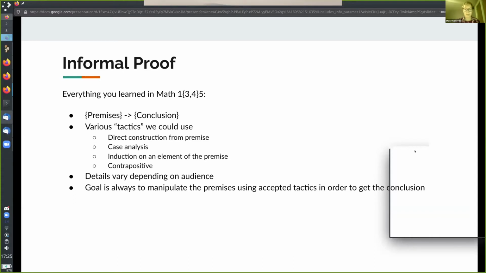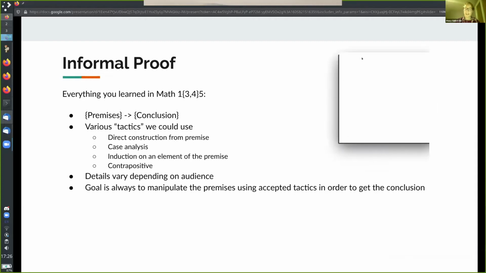And we're taught in Math 135 various tactics that we could use to accomplish this. The tactic that we start with might be taking the premises and manipulating them somehow to construct the conclusion of the theorem. More advanced tactics could be something like doing case analysis. Then you also learn in Math 135 about doing induction on an element in the premises to reach the conclusion, or tactics like the contrapositive. But all in all, this is what informal proof is. It's kind of an art.